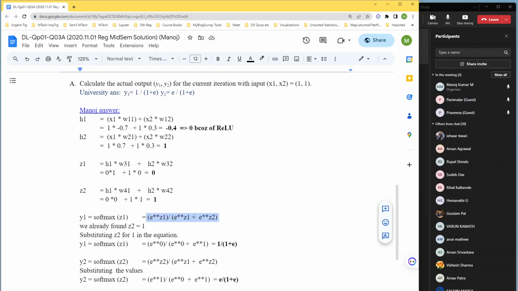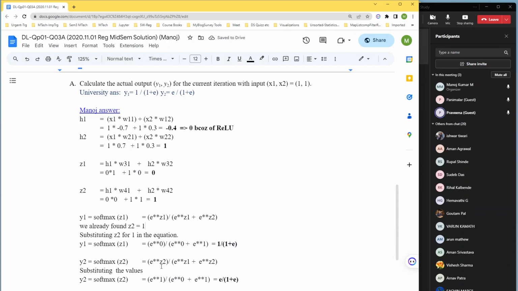Are you getting it? Yes. So we are substituting the value of z1. Z1 is 0, so e raised to 0 is 1. Then e raised to z2, where z2 is 1, is e. So e raised to 0 is 1, and 1 plus e is the denominator.